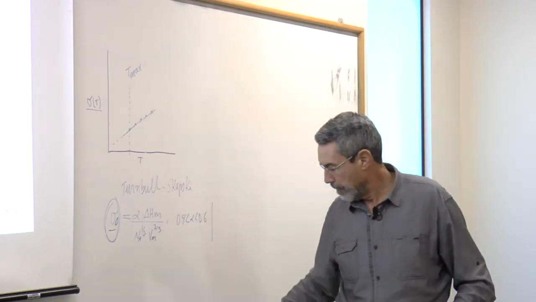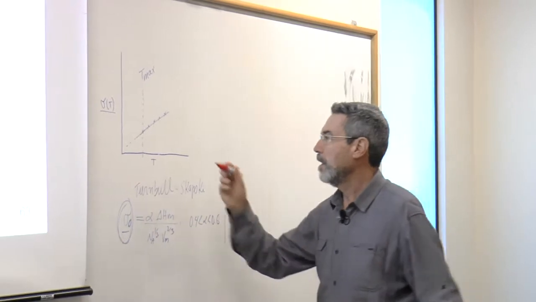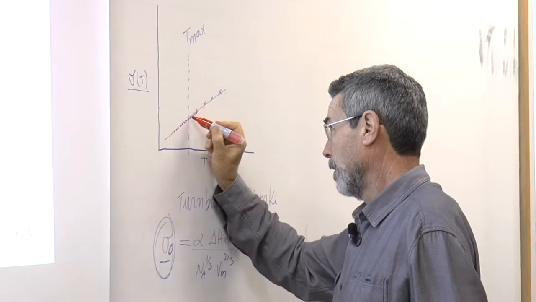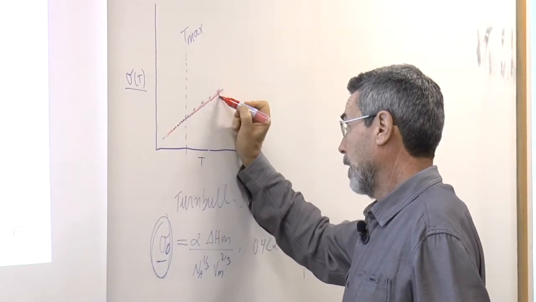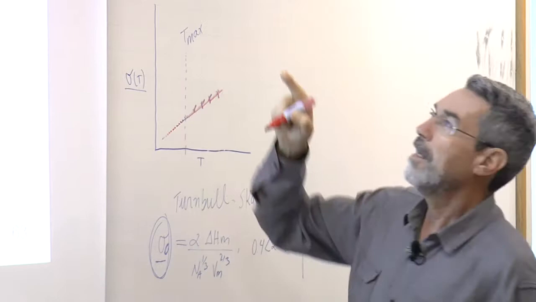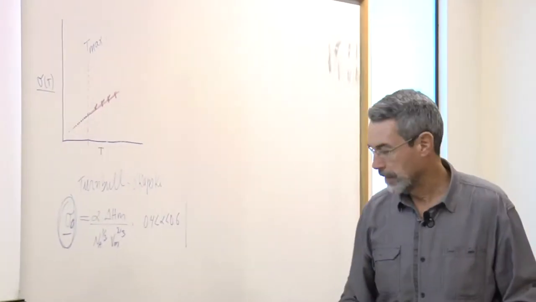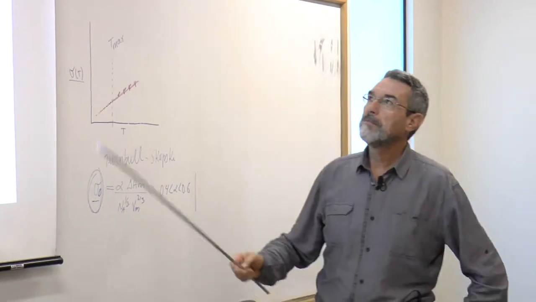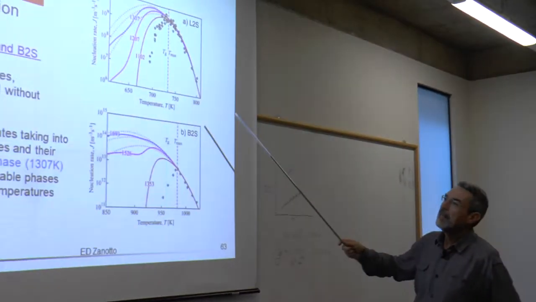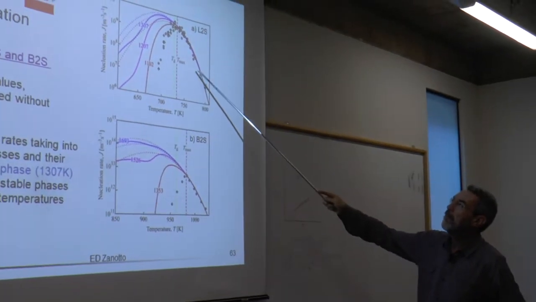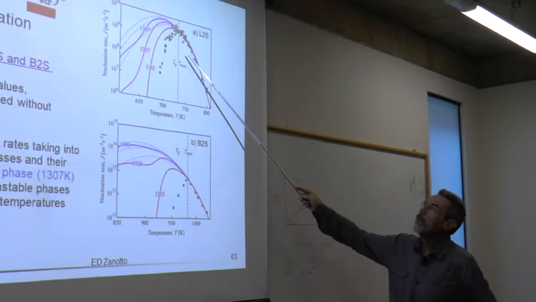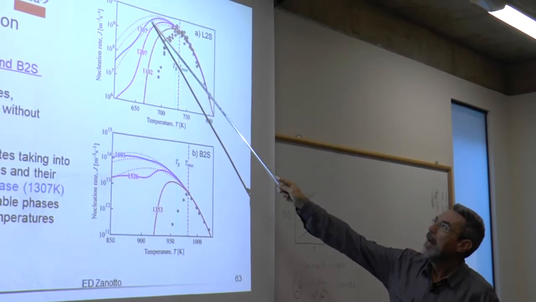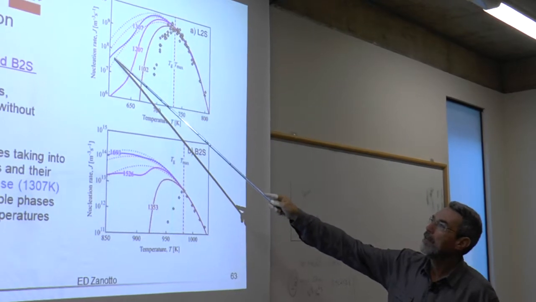So let me paint this now in red. So this is our red curve in that plot. Okay, now if we take stresses into account, we should have this kind of curve here.